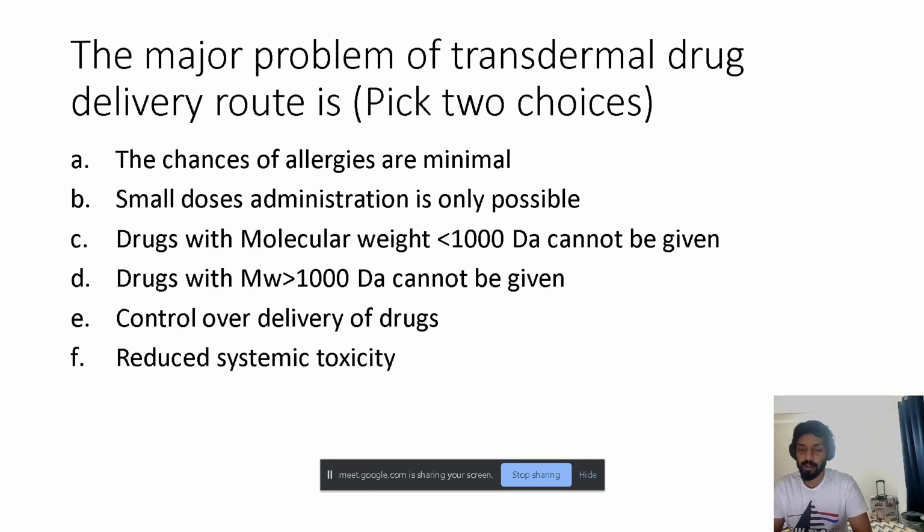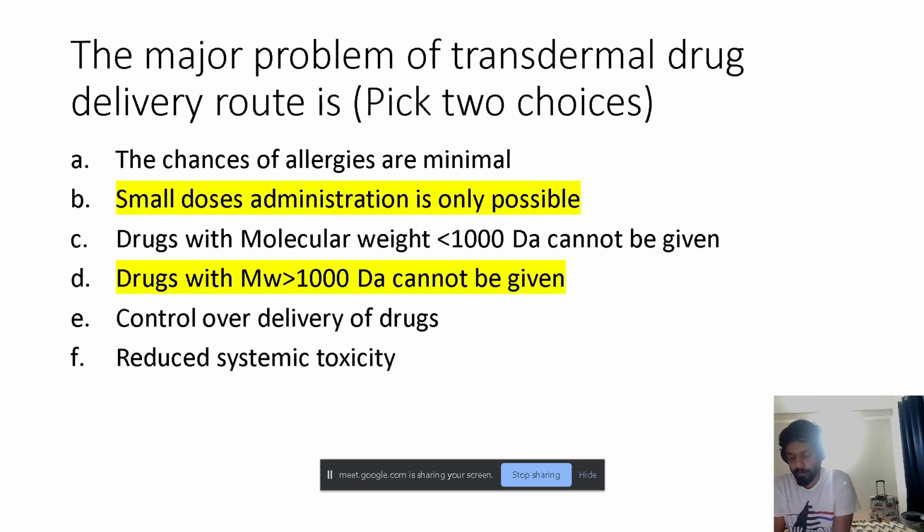So they're asking us to pick major problems, right? Most of these seem like pros. So reduced systemic toxicity would not be a major problem, nor control over delivery. Option B and D. Yeah, small dose administration is only possible, and drugs that are larger than 1000 daltons cannot be given. Correct. Okay.